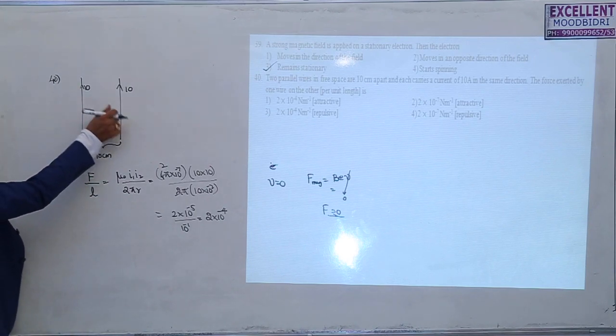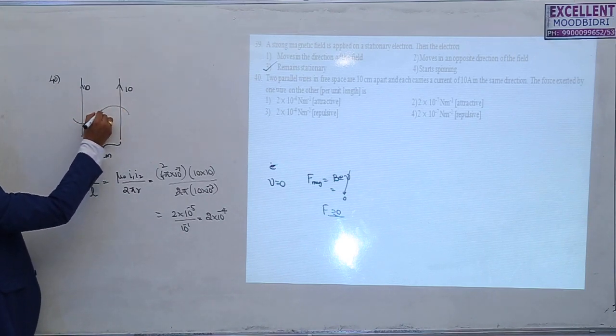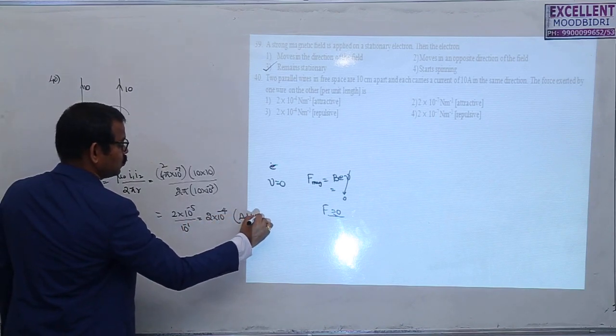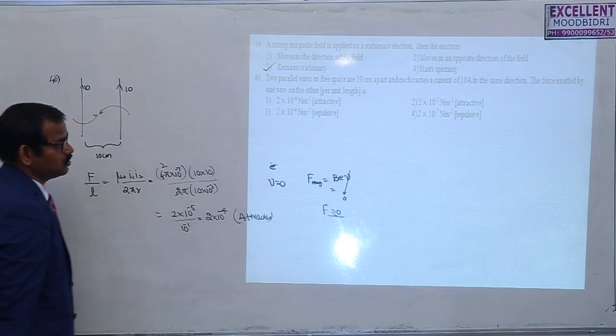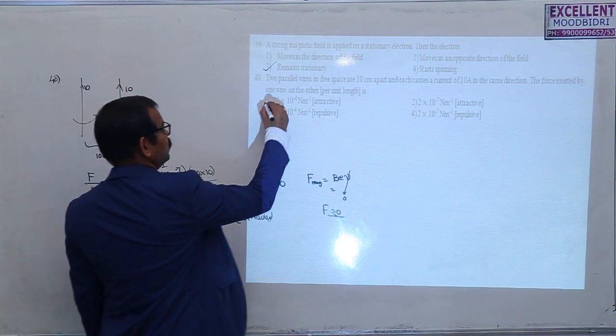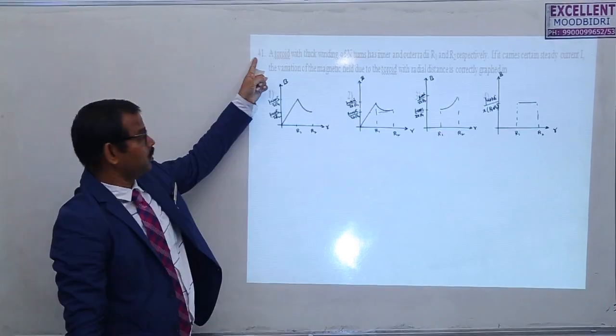As they are carrying the same current in the same direction, the fields will be opposite, so it will be an attractive force between these two. So the correct answer here is 2 into 10 power minus 4 Newton per meter, attractive. So the first option is correct.